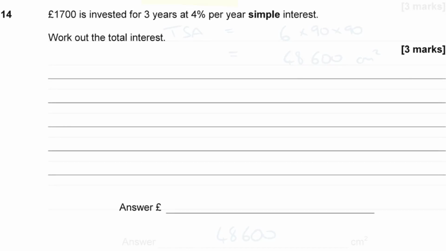Okay, done. Question 14. £1,700 is invested for 3 years at 4% per year simple interest. Now, note again, the word simple has been bolded. Take note. There are 2 types of interest: simple and compound. With simple interest, you just work out the interest on your base amount over and over again. Compound interest is a little bit more complicated. This is quite easy actually. We just need to work out 4% of 1,700 and then times it by 3.